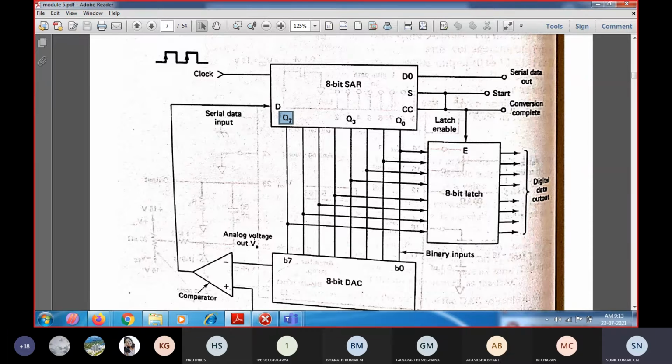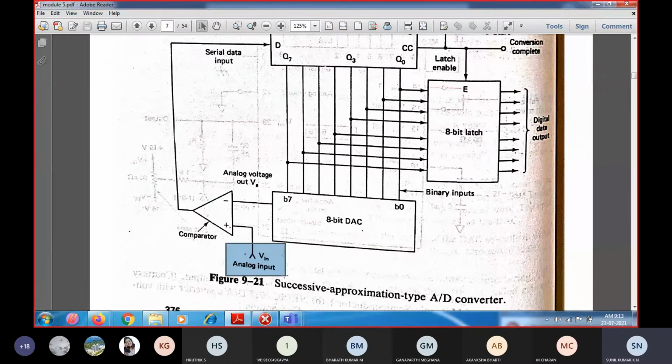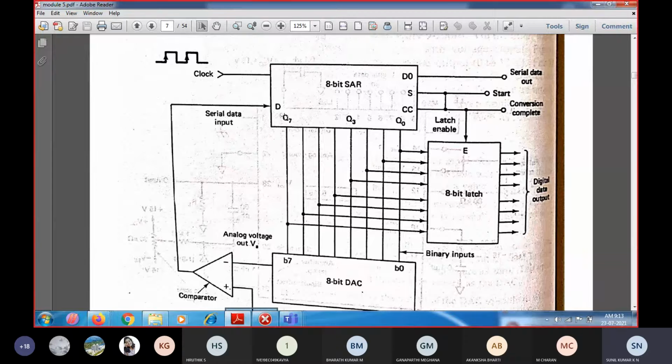If the analog input Vin is greater than VA, then the corresponding bit I am going to keep as 1 itself. If the analog voltage VA, that is the 8-bit DAC output voltage, is greater than Vin, then that corresponding bit will be reset to 0. Like that we individually set and reset each bit by checking the comparator output, making it logic 1 or logic 0. For every bit we check and get the corresponding output.